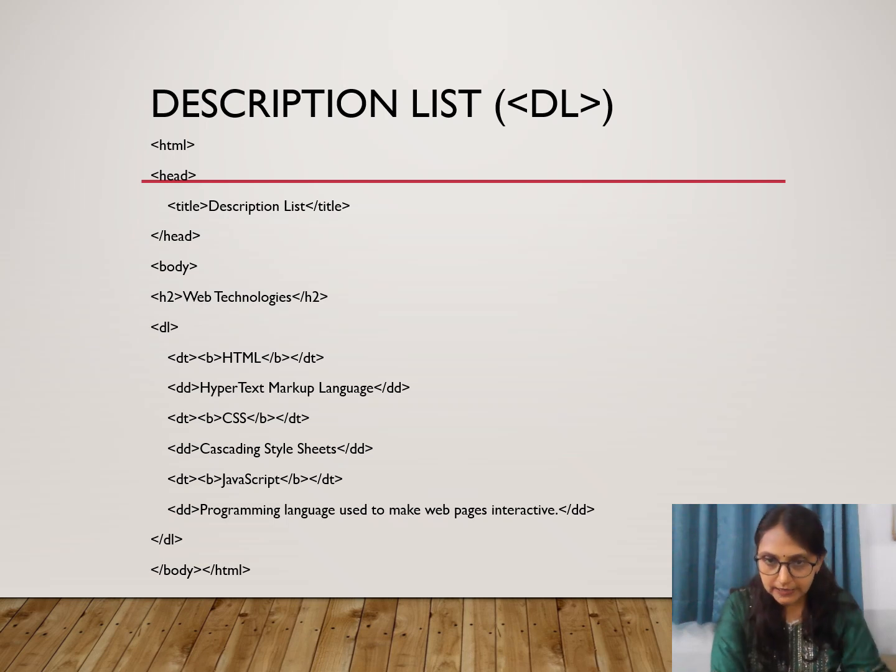Finally, the third, that is the description list. For that, we can use the DL tag, DT, that is definition term, and DD, that is definition description. These are some other most important tags for the description list. Again, write down this code into your notepad and see the output.